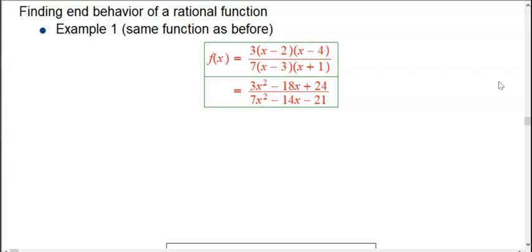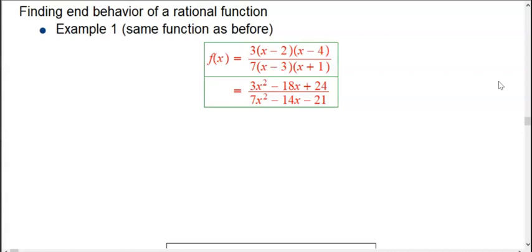Last thing we want to talk about with rational functions, I was able to talk about this a little bit in one of the classes, but not the other. That is finding the end behavior of a rational function. This end behavior is a little bit of a subtle thing. It's about what happens when you go way, way, way out, left or right.